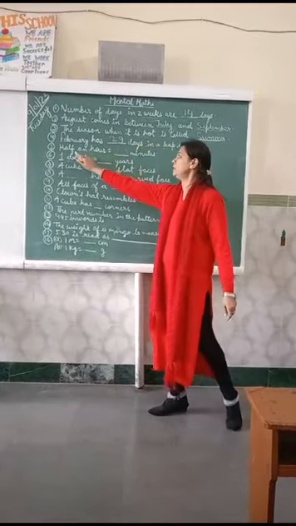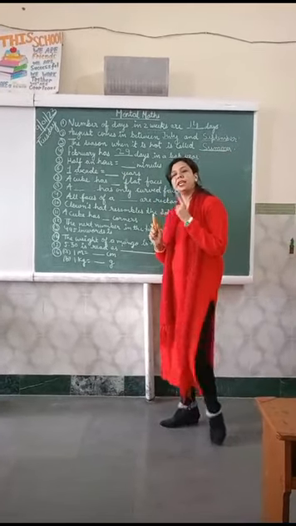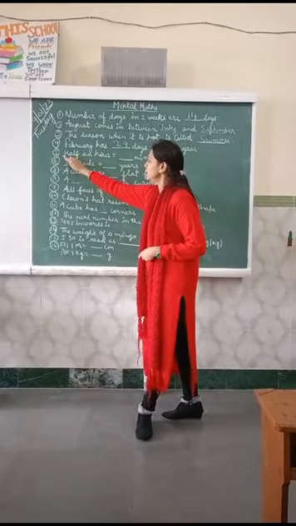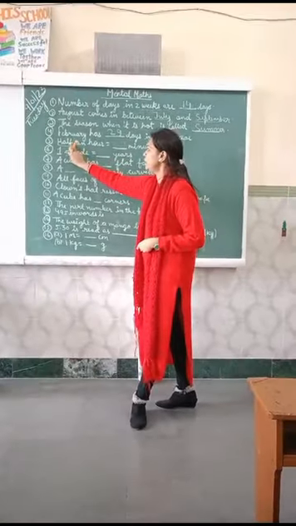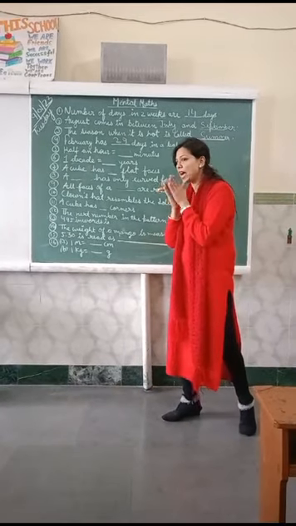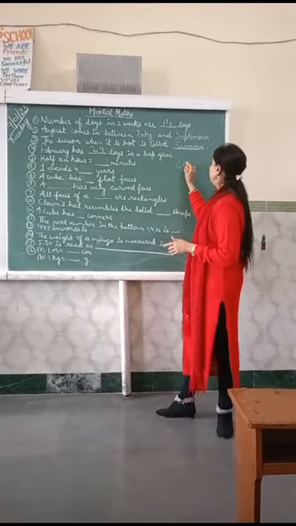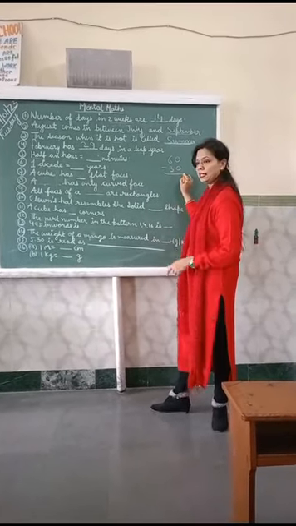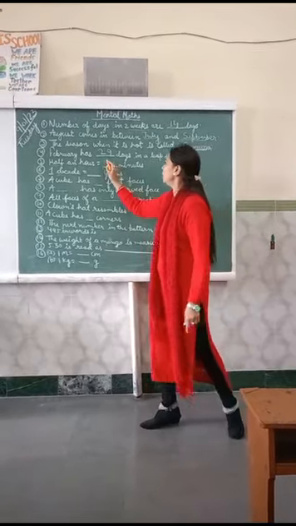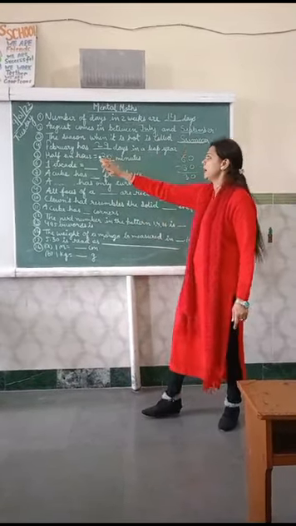Very good. The fifth question. Half an hour is equal to blank minutes. First of all, tell me how many minutes in 1 hour? 60 minutes. And here in the question, what word is here? Half. So it means you will subtract from 60. How many minutes will you subtract? Half hour means 30 minutes. If you subtract 30 from 60, then the answer is 30 minutes.